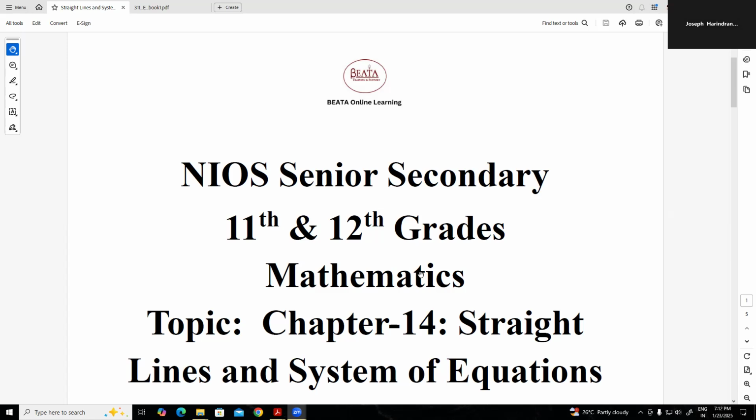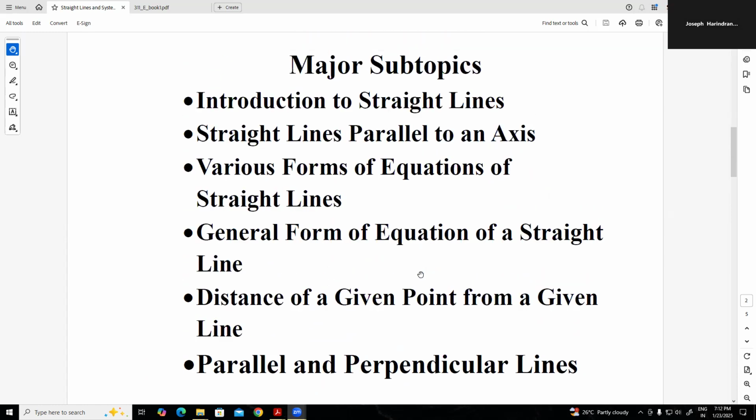Let us see what are the subtopics covered in this video. In this session, we are going to see the major subtopics as introduction to straight lines, parallel to an axis, various forms of equations of straight lines, general form of the equation of a straight line, and also the angle between two lines. After forming the two lines, intersecting lines, a system of equations consists of a system of two linear equations that we will also see in this topic.